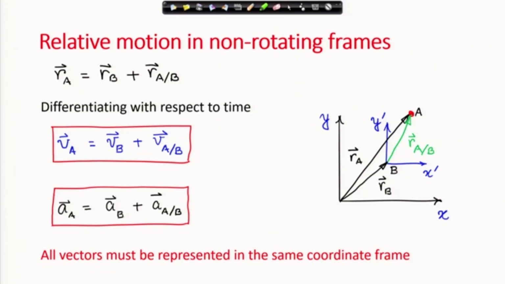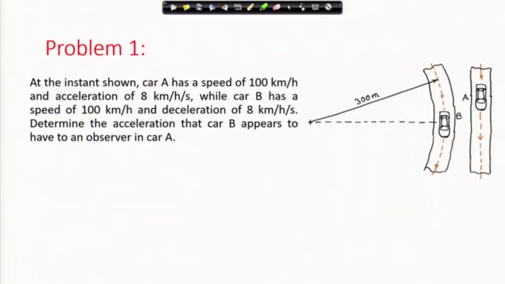Okay. So far so good. Now, let us understand this with a problem. Here there are two cars A and B. At the instant shown, car A has a speed of 100 km per hour and acceleration of 8 km per hour per second, while car B, which is on a curved path as you can see, has a speed of 100 km per hour, same as A, and a deceleration of 8 km per hour per second. So, car A is accelerating while car B is decelerating. Determine the acceleration that car B appears to have to an observer in car A.